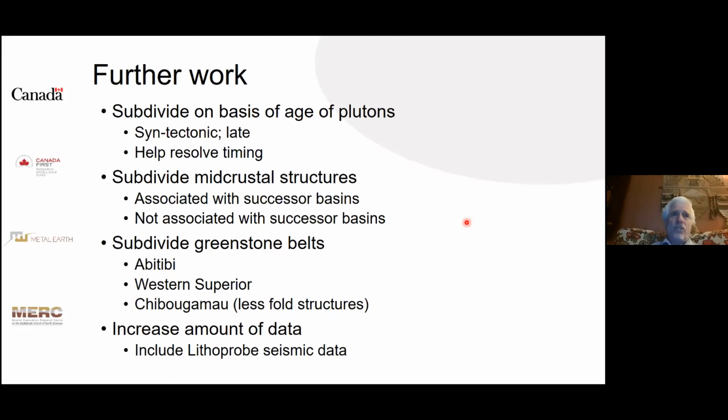So all of these subdivisions decrease the amount of data that I have when I'm doing these analyses, and reduce the confidence that we have in the results. One way that we could bring back the confidence level is by including more seismic data in the analysis. For example, we could extend this not just to the Metal Earth seismic data, but also to the Lithoprobe seismic data. Those are all ideas that I think might be interesting for students to work on in the future.